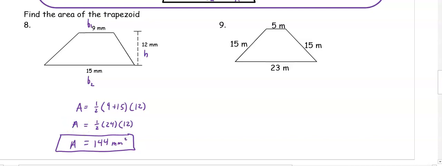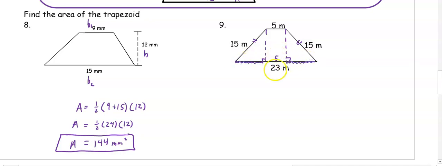In number 9, we do not have our height, but we notice that 15 is congruent on both sides. So we have two congruent legs, so this is an isosceles trapezoid. So we can draw in our perpendicular heights. What that's going to do is create two right triangles and a rectangle in the middle. So our smaller base, 5, we can bring down here. We need to know what these side lengths in the triangle are.